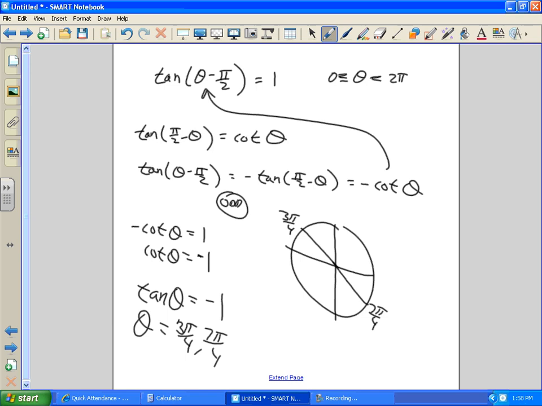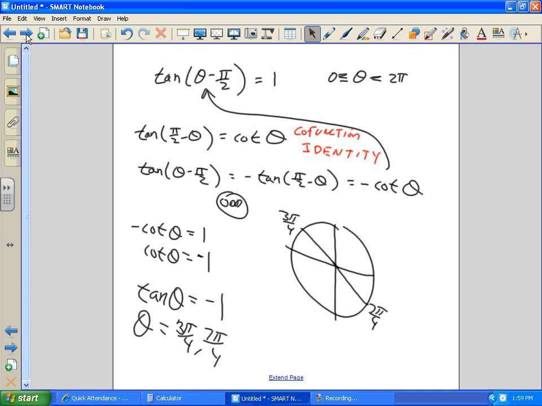That is a cofunction identity. But that's not what I had. I had the opposite of that. And I know because the tangent is odd that the tangent of negative x is equal to the negative tangent of x. So that gets me here. And I know that that's the cotangent multiplied by a negative. So everywhere I see the tangent of theta minus pi over 2, I replaced it with the negative cotangent of theta. And then I was able to solve the problem.